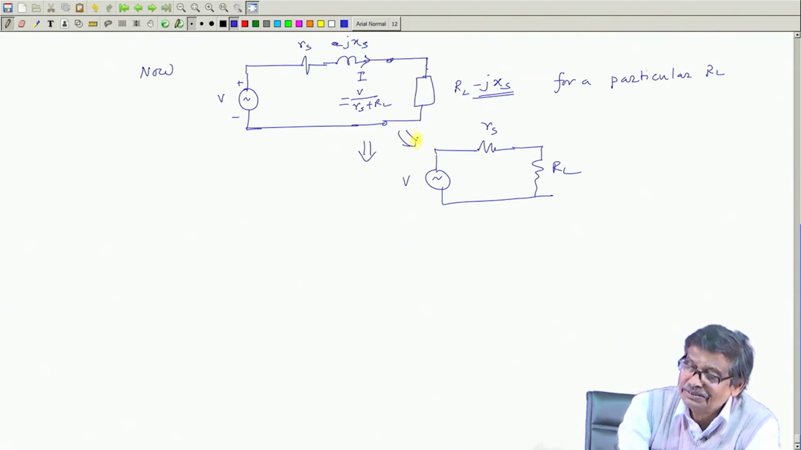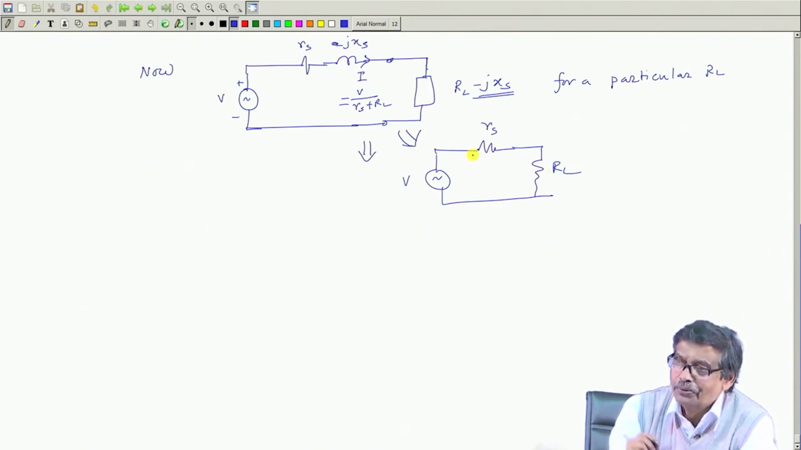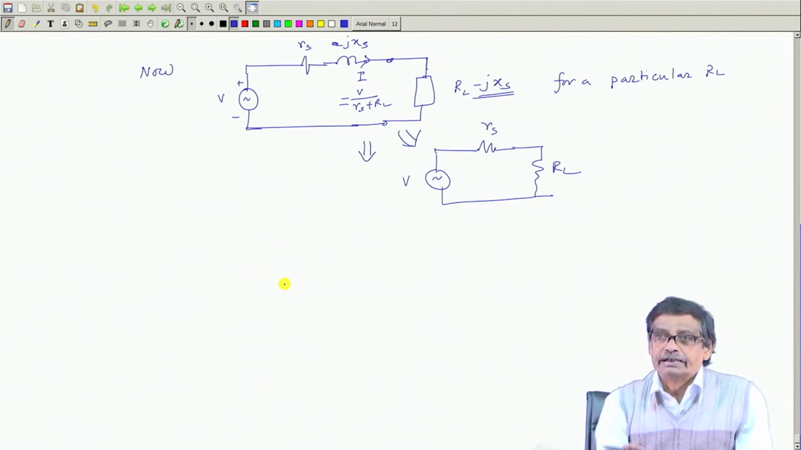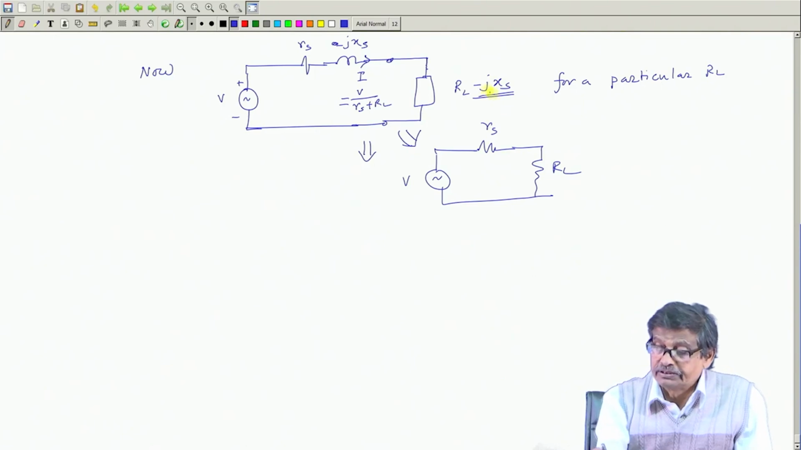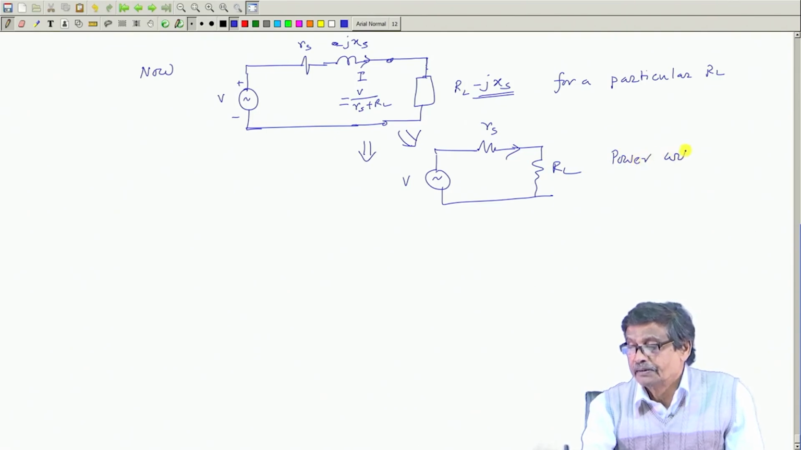This is equivalent to this, and this case I already know when the maximum power will take place, when RL equal to RS, is it not. The moment the reactance value of the load impedance is fixed, it has to be minus JXS, then only current can be maximized, the RMS value of the current. Therefore, I will say now with this choice, XL should be minus XS, then power will be maximum power.